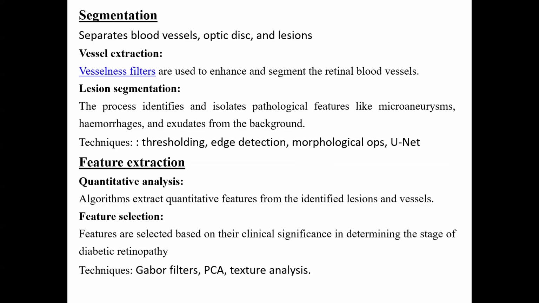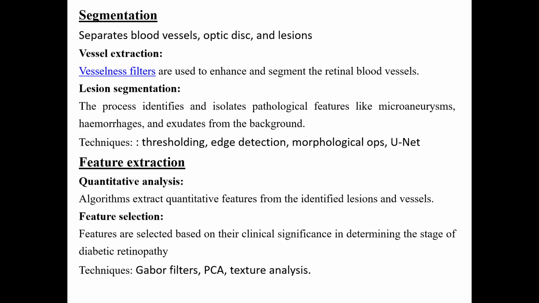Followed by that, we have segmentation. On performing pre-processing, we get a very clean image so that the blood vessels and the lesions stand out clearly. Now, segmentation is used to separate the blood vessels, optic disc, and lesions. So here you have vessel extraction and lesion segmentation. For vessel extraction, there are specific vesselness filters, an image processing technique used to enhance and segment the retinal blood vessels.